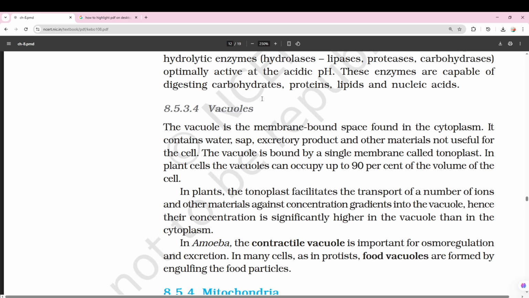In plants, the tonoplast facilitates the transport of a number of ions and other materials against concentration gradients into the vacuole. Hence, their concentration is significantly higher in vacuole than in the cytoplasm. In amoeba, the contractile vacuole is important for osmoregulation and excretion. In many cells, as in protists, food vacuoles are formed by engulfing the food particles.